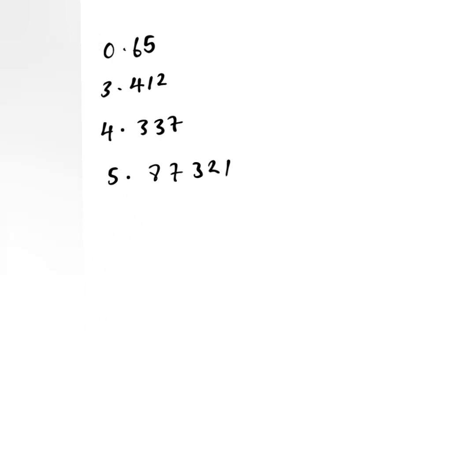terminating decimal number. Now, another thing we should observe, we can convert all of these numbers here to fractions. For example, 0.65 is the same thing as 65 over 100. 3.412 is the same thing as 3,412 over 1000. 4.337 is the same thing as 4,337 over 1000.